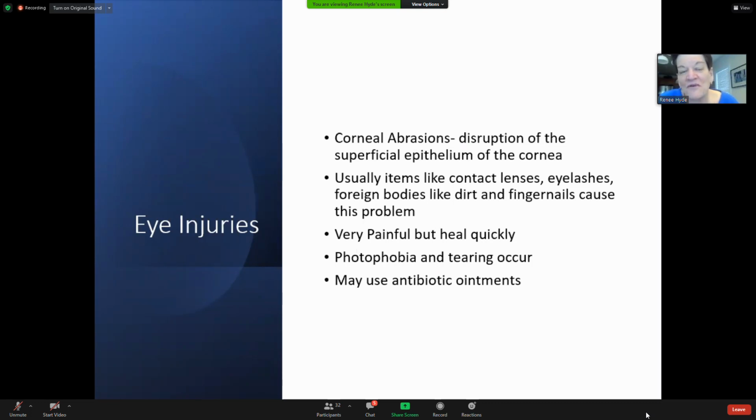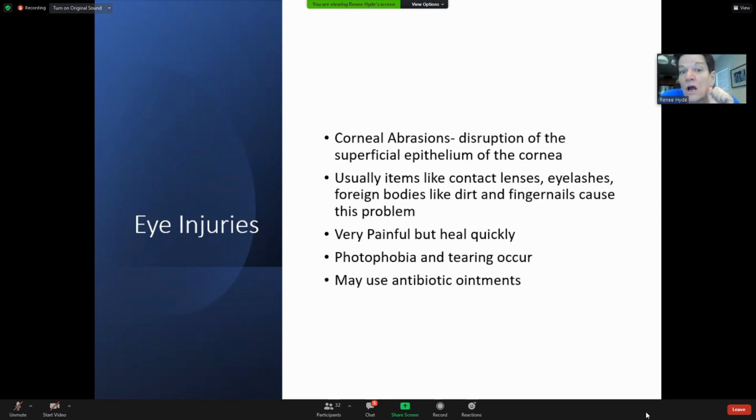With a corneal abrasion, you get irritation of the superficial epithelium of the cornea, like contact lenses back whenever they used the hard lenses. Eyelashes, dirt, and fingernails can cause it. They're very painful, but they do heal very quickly, usually within less than 24 hours.